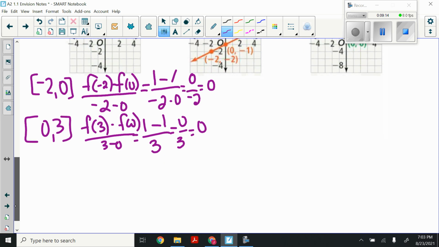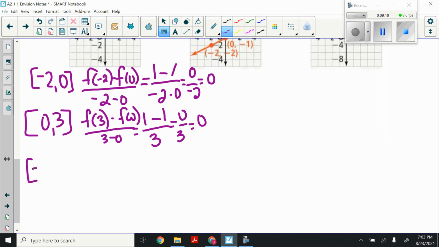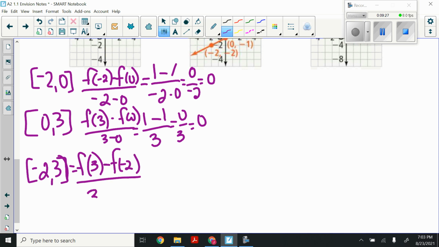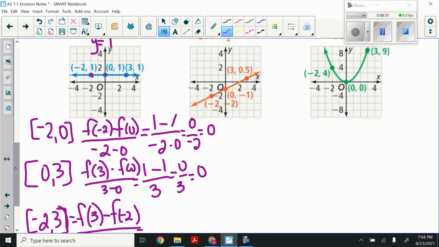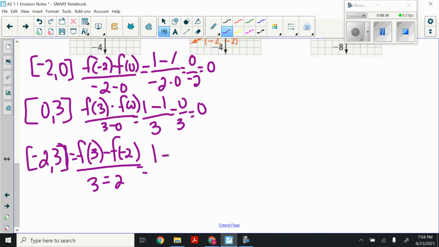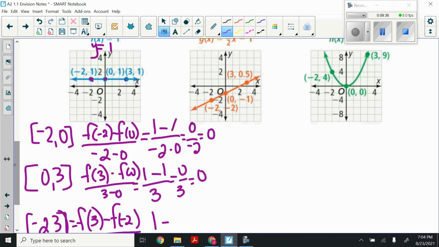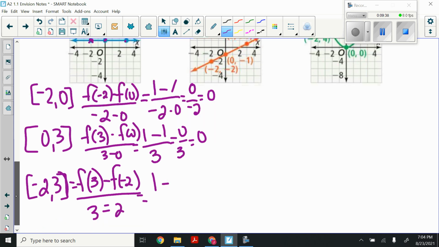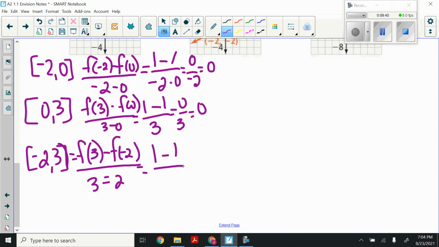So then, the last interval on this one, between -2 and 3. On top, I'm going to do f of 3 minus f of -2 over 3 minus -2. So again, on top, f of 3, when x is 3, what's y? 1. Minus f of -2, when x is -2, y is 1. Over 3 minus -2 turns to 3 plus 2, 5. 0 over 5 is 0.